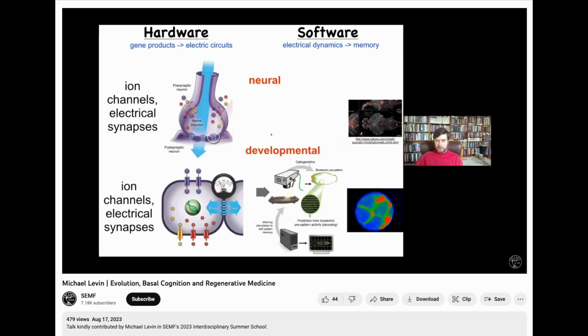It turns out that this kind of system is evolutionarily ancient. It goes back to bacterial biofilms. Every cell in your body has ion channels. Most cells have these electrical connections. And we can do the same kind of decoding, this kind of non-neural decoding, by looking at electrical activity.